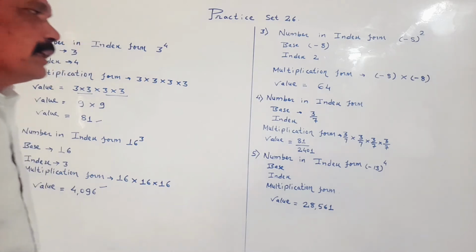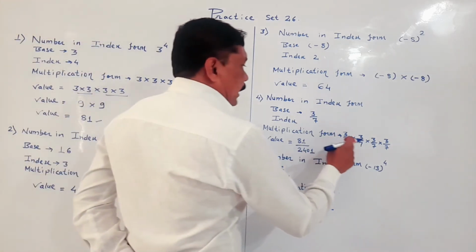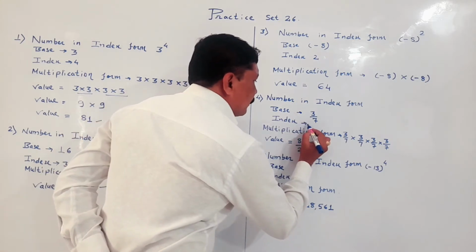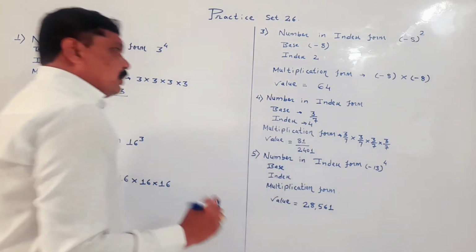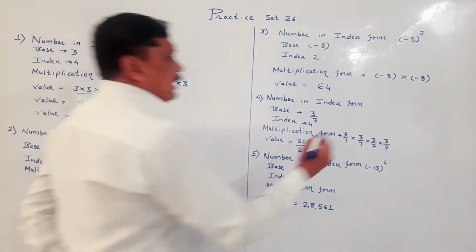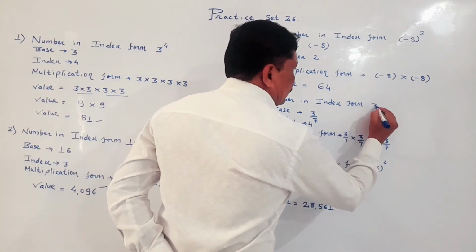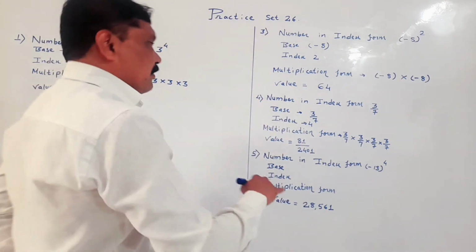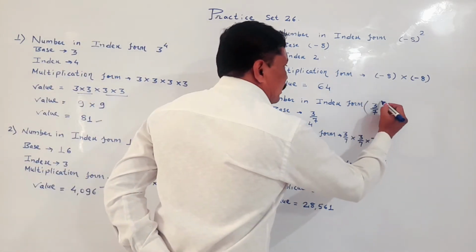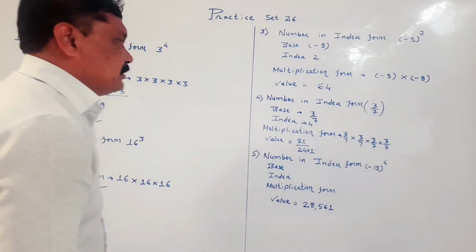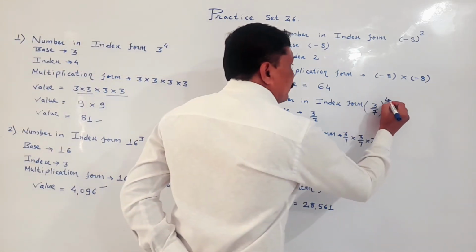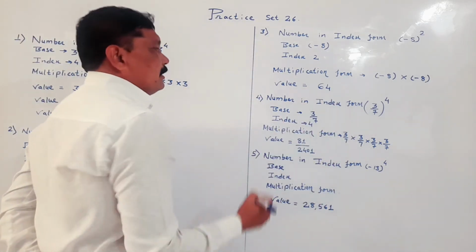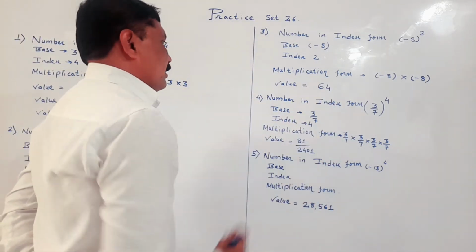How many times it is multiplied? 1, 2, 3, 4. So index will be 4. So in the form of index we can write base as 3 by 7 and as it is a fraction we have to put a bracket to it and index we will write 4. We can read it in this way: 3 by 7 raised to 4.